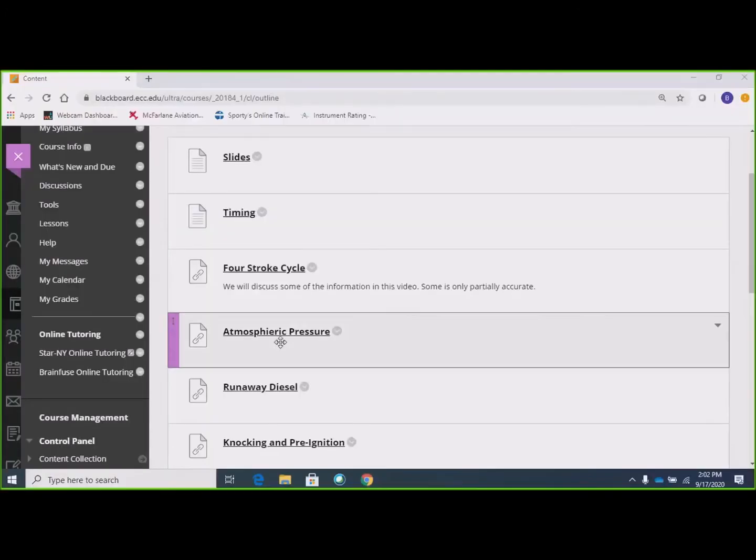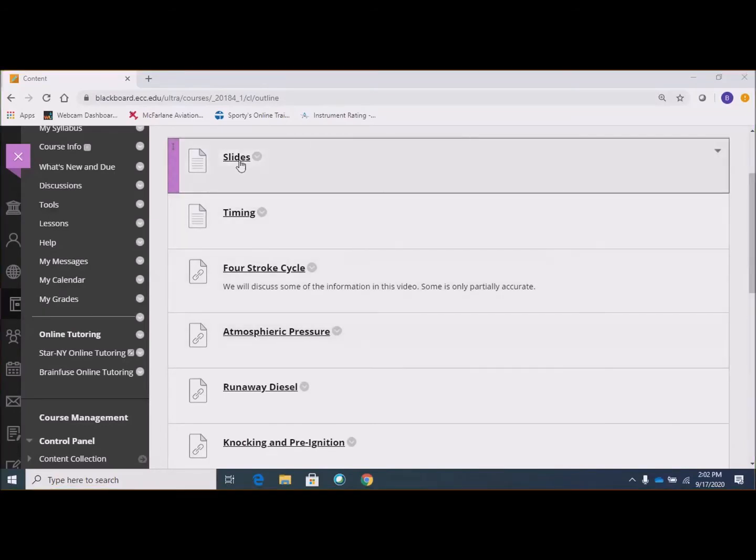Anyhow, so now we'll continue on the slides and start talking about the four-stroke cycle a little bit more. Okay, so let's go back to the slides here.